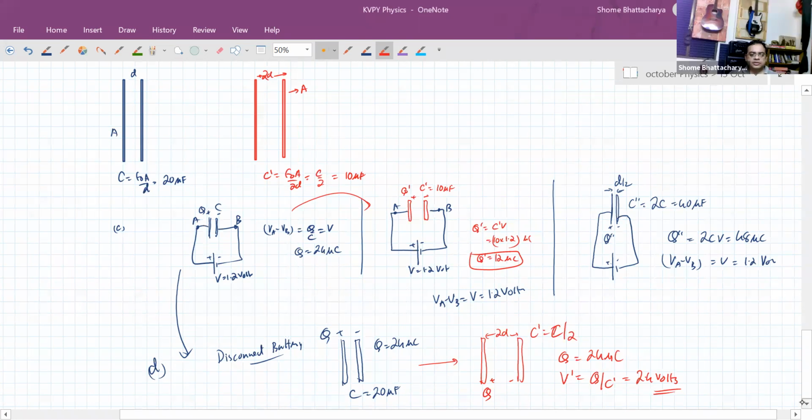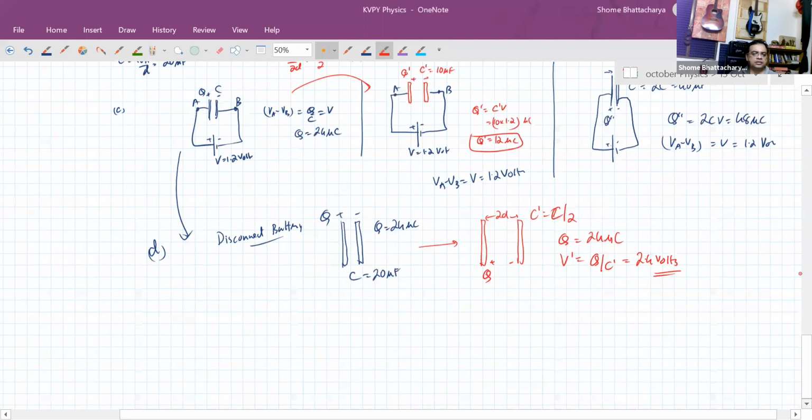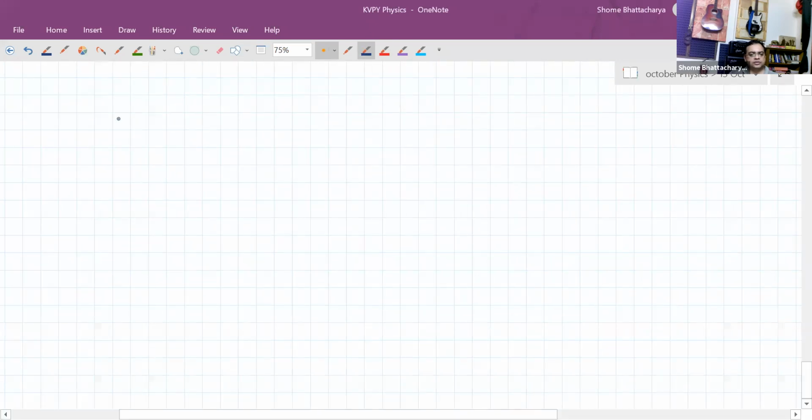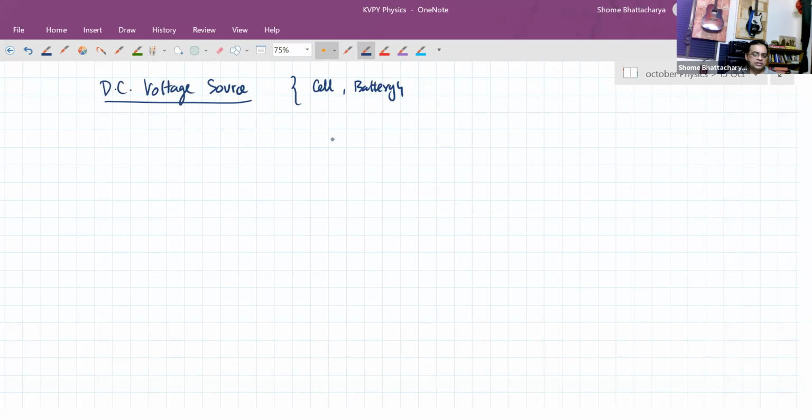So this question also helps us understand the function of a cell or a battery or what we call a DC voltage source, which maintains a constant potential difference. Sometimes it is called a cell or a battery. Actually, a battery is a collection of more than one cell. And a cell is a single unit, like an electrolytic cell or a photochemical cell, or whatever device makes use of some chemical reaction or chemical property of a system to maintain a constant potential difference.